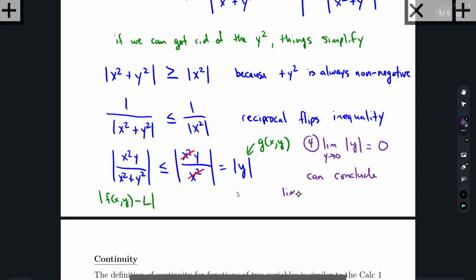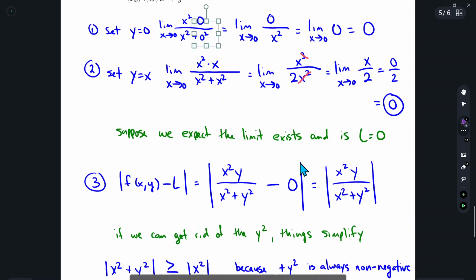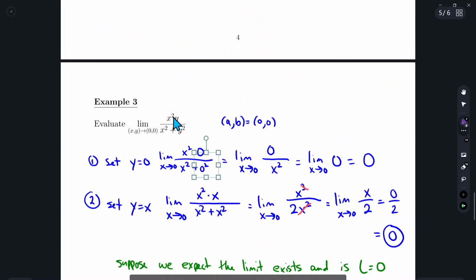the limit exists and is equal to 0, because that was my L, and L is equal to 0. Okay, so finally we can say that the limit exists, and we've calculated the limit.